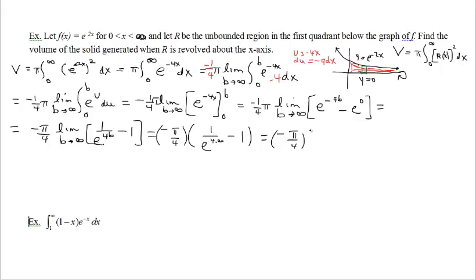Negative pi over 4 times, okay, when we look at 1 over e to the infinity, that's going to be 0. So 0 minus 1 is negative 1. As a final product, we're going to end up with a volume of pi over 4. So we can say that this integral converges, it converges to the number pi over 4, since I didn't reach an infinity. So we're still thinking about the words convergent and divergent.